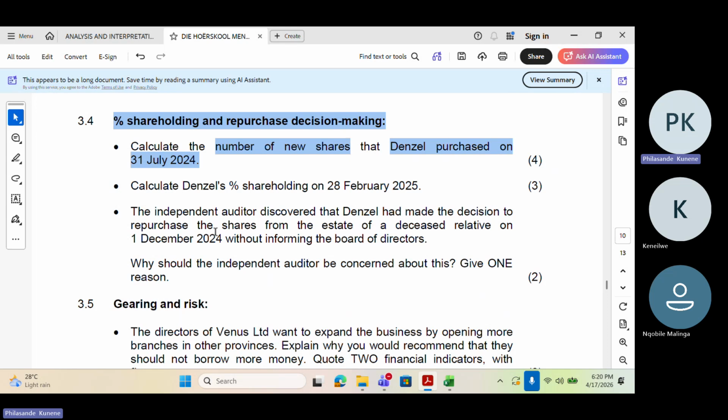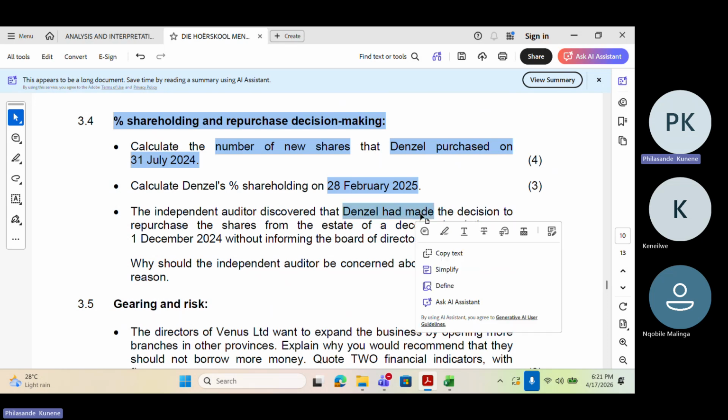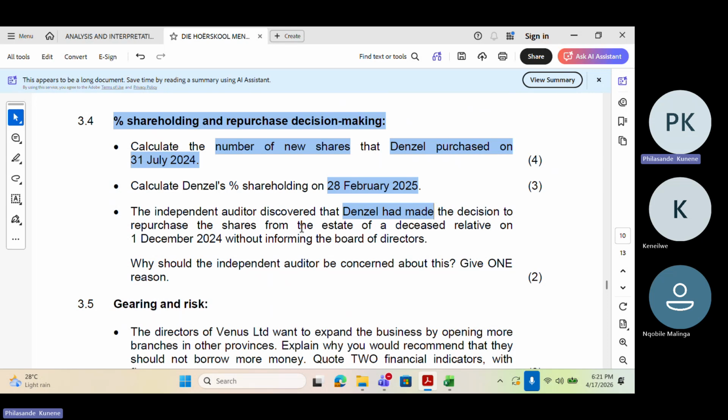Next, calculate Denzel's percentage shareholding on 28 February 2025. The percentage shareholding. So we need to know the percentage of his shareholding, of which I believe this one also should be the easy question. Free 7 marks. You can see here these free marks to collect. The independent auditor discovered that Denzel had made the decision to repurchase the shares from the estate of a deceased relative, right, on 1 December 2024, without informing the board of directors.